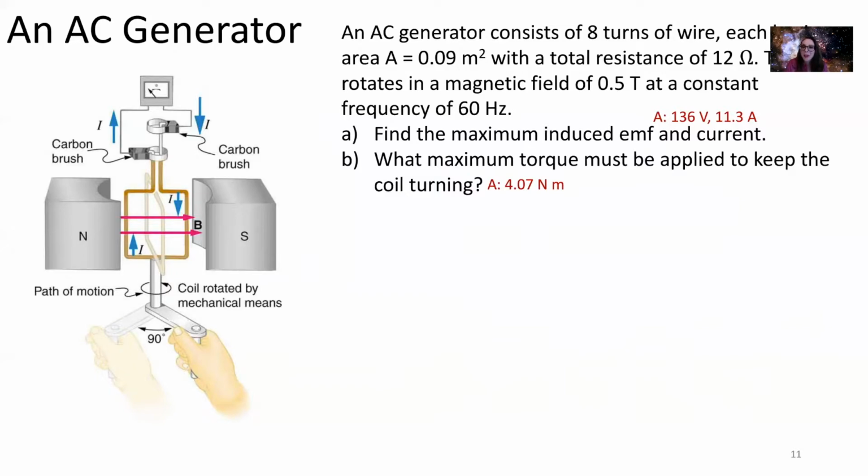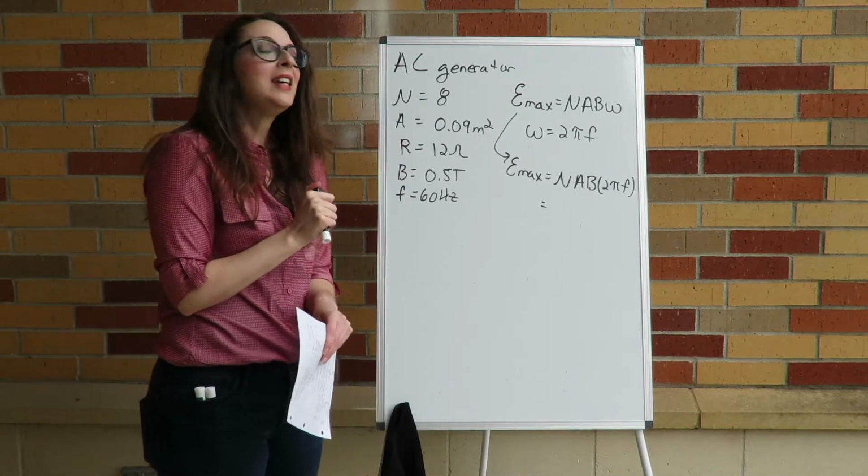And what is the maximum torque that must be applied to keep this coil turning in order to create the same EMF and current? We have to apply a torque, and we talked about torque in our previous chapter, magnetic torque. We have an AC generator.